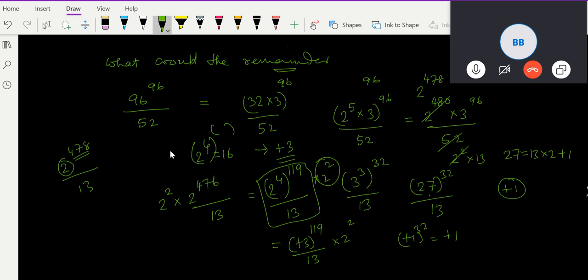So again the same logic, 3 to the power 3 is 27, and we know that 27 by 13 gives a remainder of plus 1. So I have to arrange this power in terms of a multiple of 3. So 119 is not a multiple of 3, right? So I will make it 117, correct? So 3 square into 3 to the power 117 over 13, and I have a 2 square also. Okay?